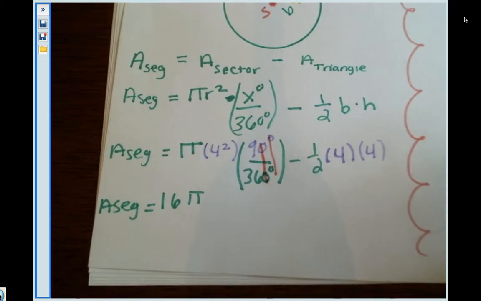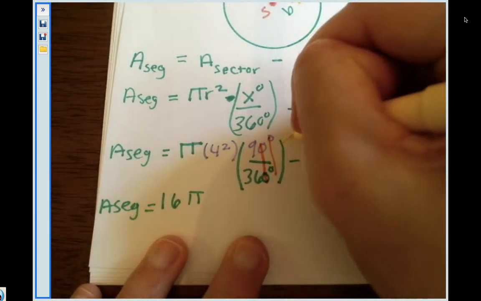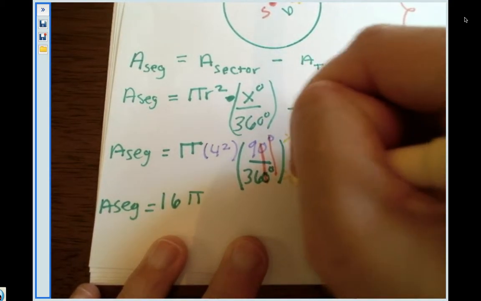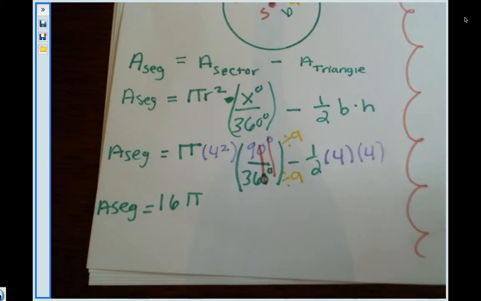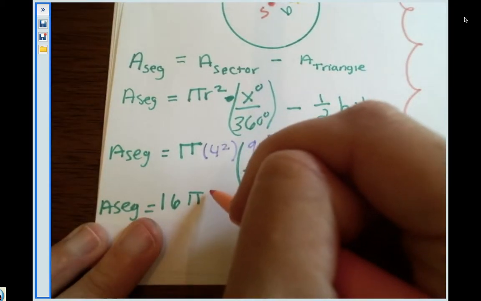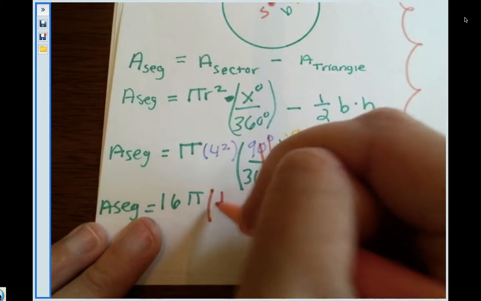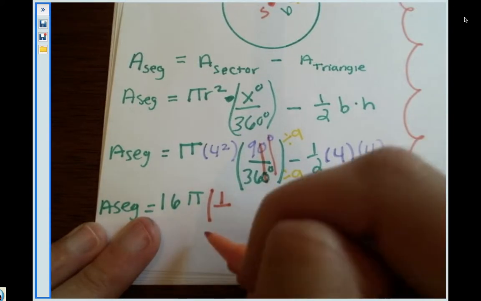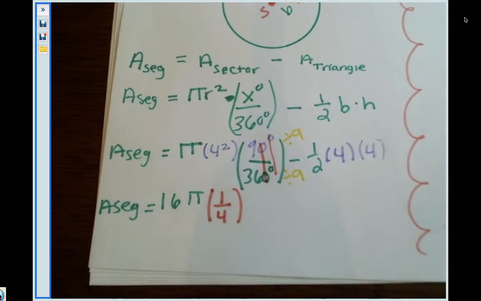So what's the number that divides into 9 and 36? Oh my gosh, you guys are so smart. 9 does divide into both. So I'm going to divide both sides of my fraction, my numerator and denominator, by 9. 9 divided by 9 will be 1 over 36 divided by 9, which is 4. So we're dealing with 1/4 of the circle. Cool beans. All right, let's keep going.